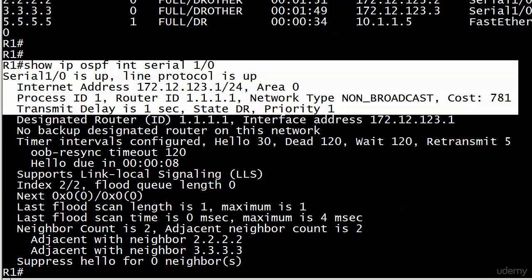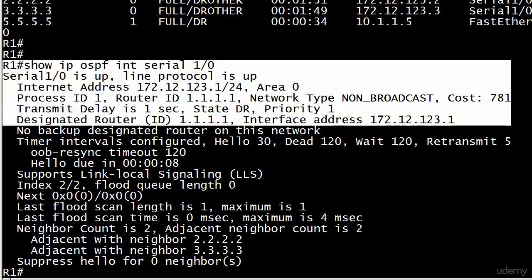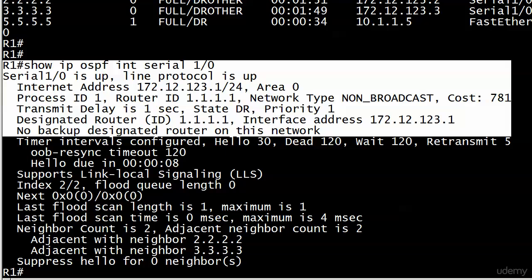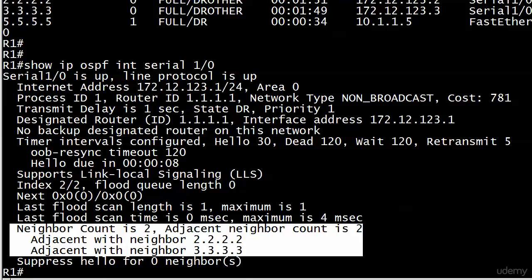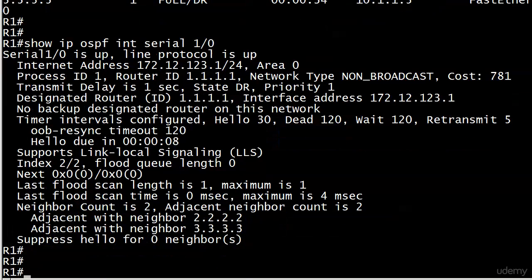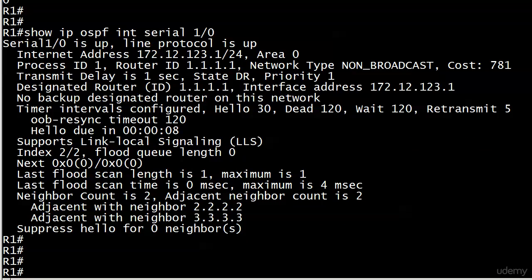Then it shows you the state of the interface, which here is DR for this segment, and the priority, and who the DR is, what the IP address of that RID is, and then it's going to even tell you if there isn't a BDR on the network. Great stuff there. And now we're up to two neighbors on that interface and adjacent with 2 and 3, of course. So let's take a look at our OSPF routing tables.